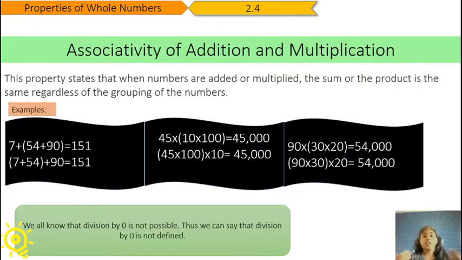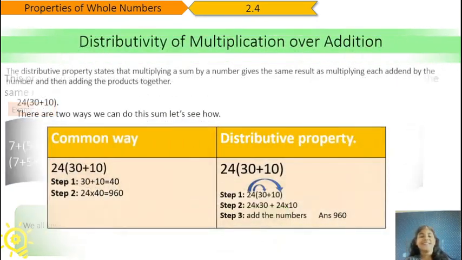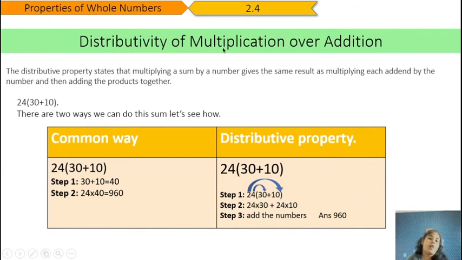So what is our next property? Let's see. It is distributivity of multiplication over addition. This sounds fun. The distributive property states that multiplying a sum by a number gives the same result as multiplying each addend by the number and then adding the products together. So, what does this mean?